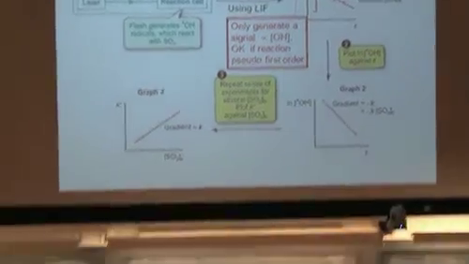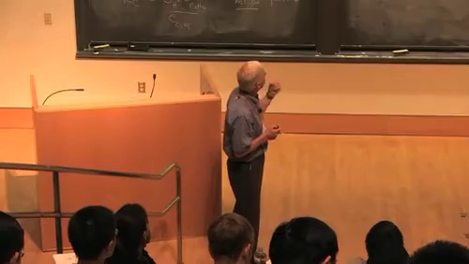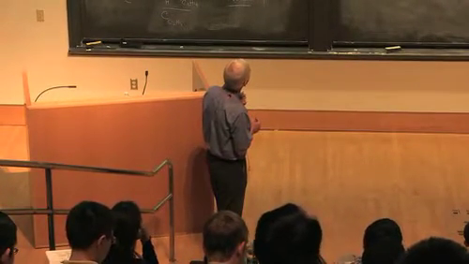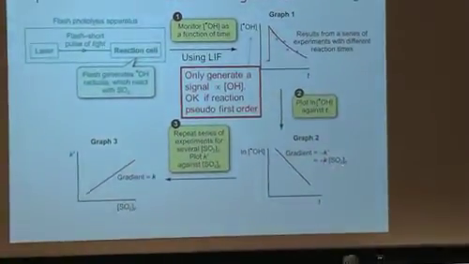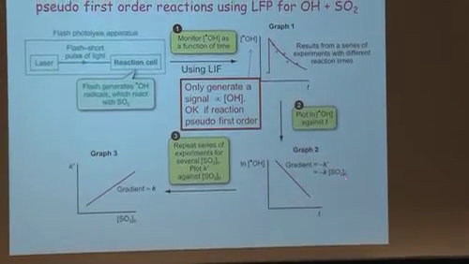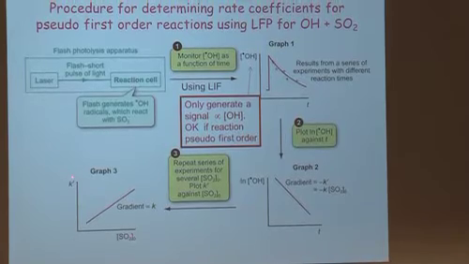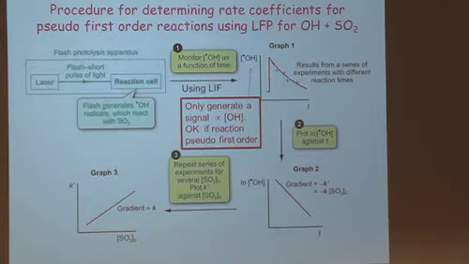We then repeat this experiment at several values of the SO2 concentration. So we keep that SO2 concentration very much larger than OH still, but we do the experiment many, many times, and then we plot K prime versus SO2. And since K prime is equal to K times SO2 0, then plotting K prime versus SO2 0, the gradient is going to be equal to the rate coefficient for the second order reaction, which is what we want.